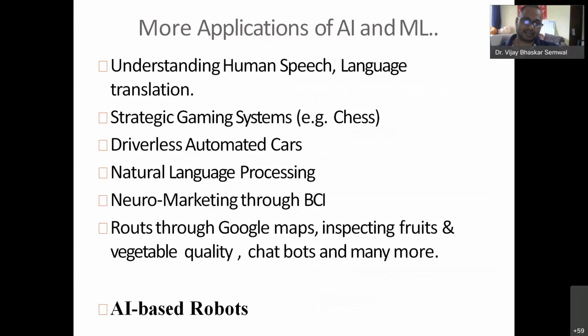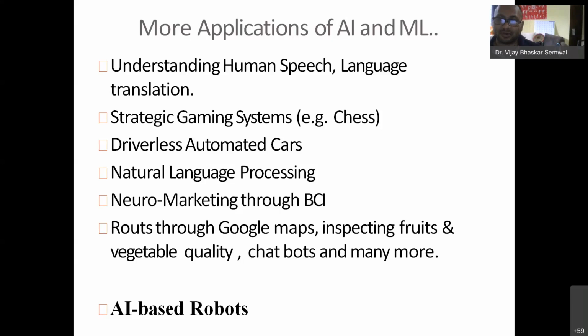More applications of AI and ML: understanding human speech, language translation. People are looking for these capabilities for human-robot interaction. Language translation is when you are converting from one language to another. Game playing like chess, Ludo and others. Driverless autonomous cars. The car has various sensors like infrared sensors, depth sensors, cameras, vision sensors. Natural language enabled things, neuromarketing through the brain-computer interface, where they understand the cognitive aspects of the human brain by using certain EEG machines.